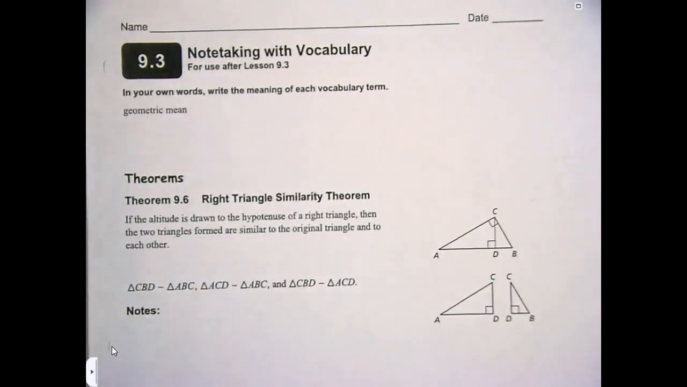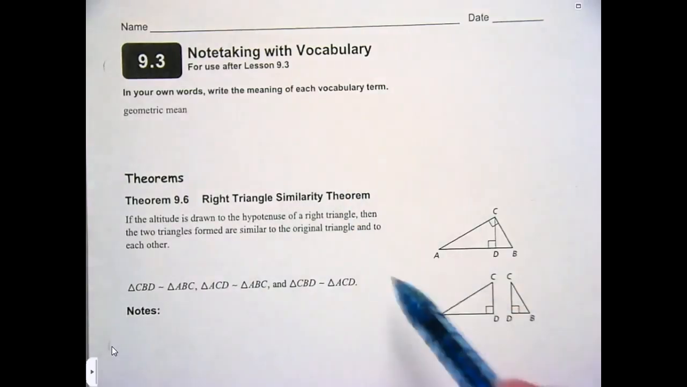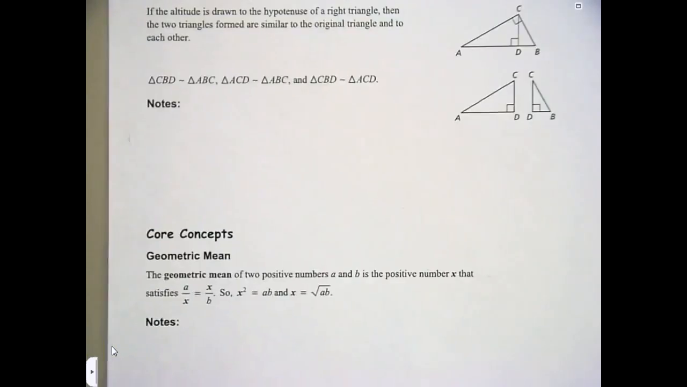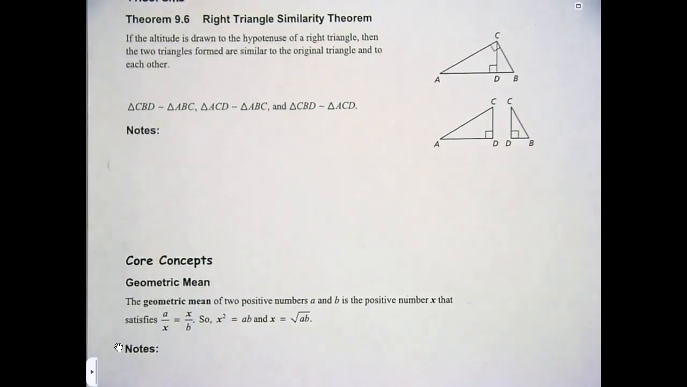All right? And the first thing I want you to do is take a look at this. I want you to read through the right triangle similarity theorem here, and then I want you to read about geometric mean on the bottom. Okay? So those two pieces. Make any notes you need to help clarify and have any questions ready.